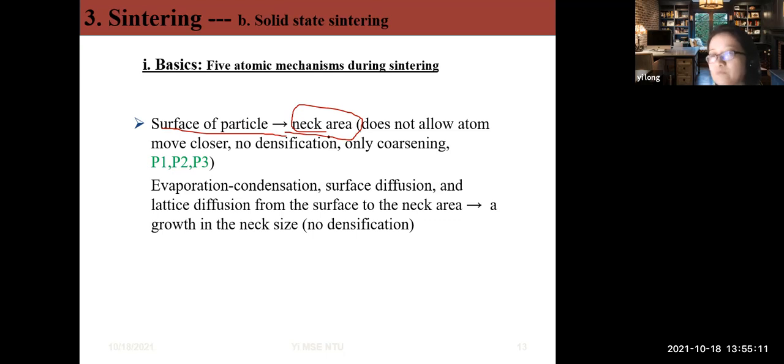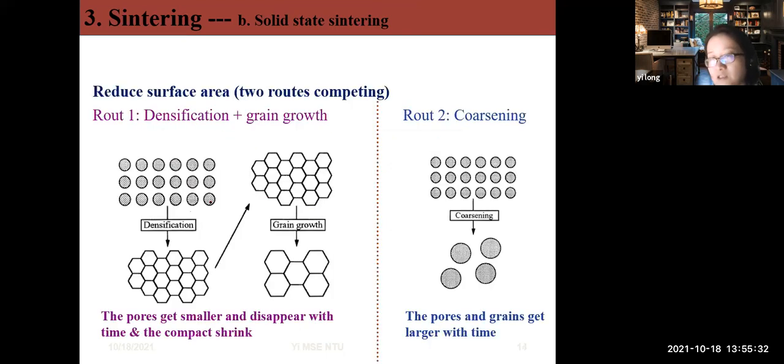So for these three, P1, P2, P3 do not allow the atoms to move closer. There's no densification, only coarsening. P1 is evaporation condensation, P2 is surface diffusion, P3 is lattice diffusion from surface to the neck. So this one grows the neck size, no densification. But as I said, the most important thing, remember, all these things must happen at the grain boundary first. The densification at the grain boundary happens quickly, and grain growth only comes later. The pores get smaller and disappear with time.